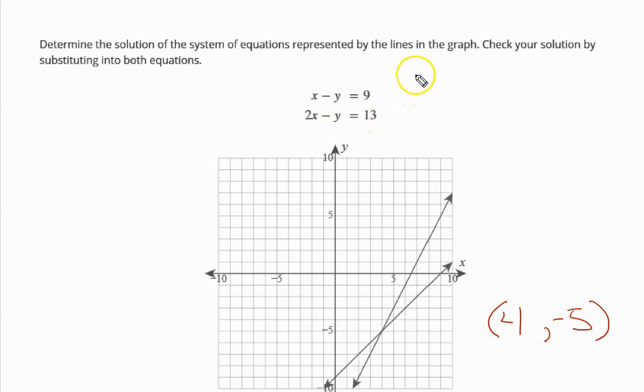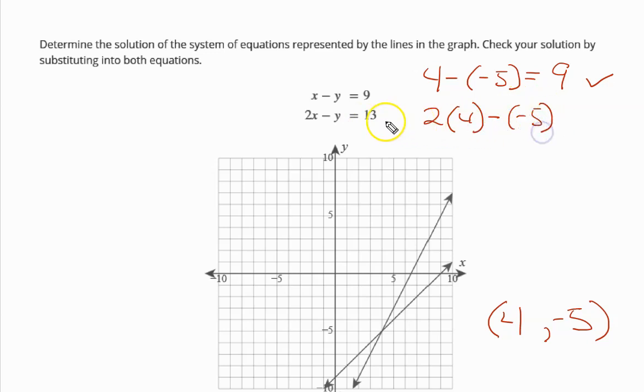So let's do some substitution. Here we're saying x is 4 minus a -5. Does that give you 9? Well, yes, that checks. And this one is 2 times 4 minus a -5. Does that give you 13? Well, this is 8 plus 5 is 13.